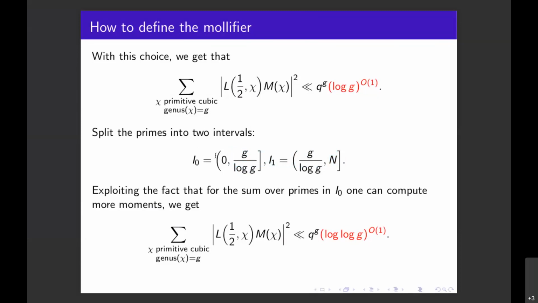If we run the previous argument, we can show that the second mollified moment is bounded by q to the g times (log g) to some constant. So this is still not good enough, because we want to get just q to the g times a constant, but notice that we gained a log factor from what we had before. So instead of log g, we now have log log g. So we can kind of see where this is going. If I split my primes into three intervals, I would get log log log g to some constant.